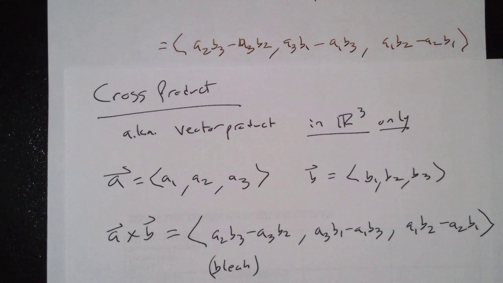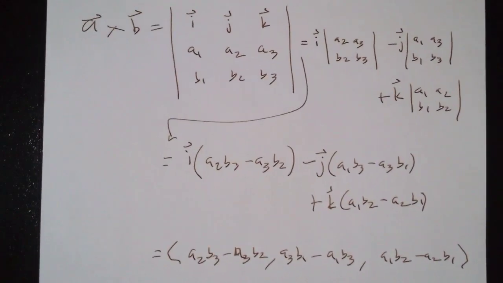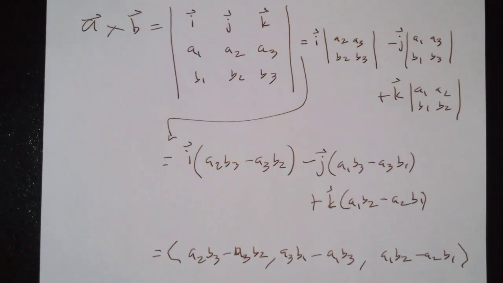So if I can remember how to do this determinant process, I don't have to memorize the stupid formula. And I hate memorizing formulas. So I almost always, when I am doing a cross product, I write out this determinant. And I do it exactly this way.